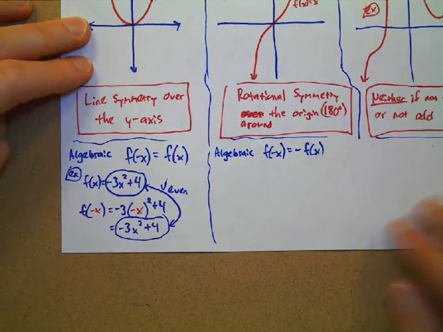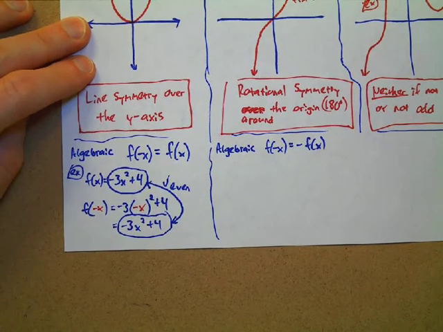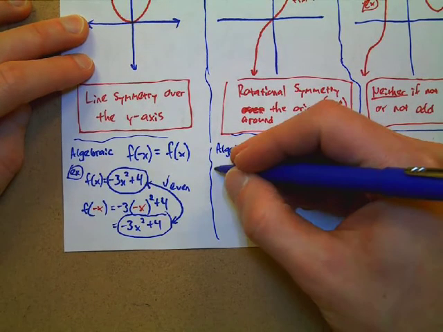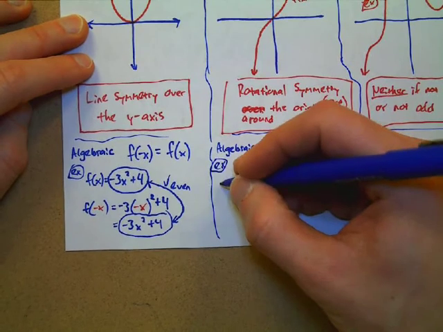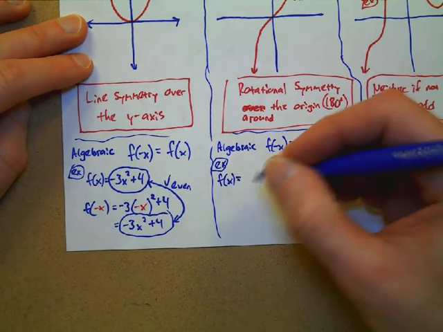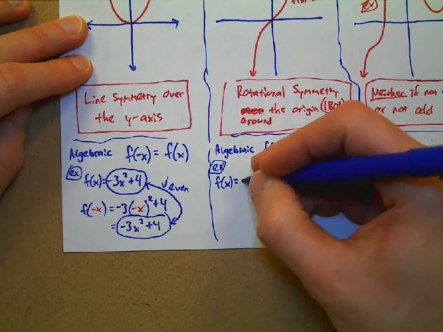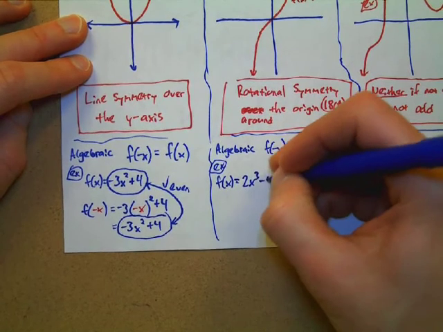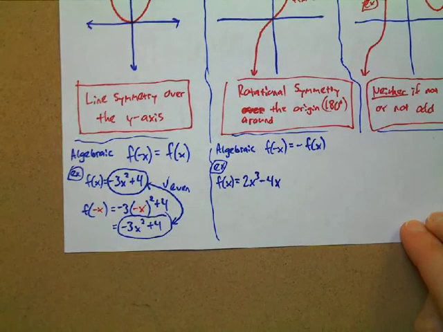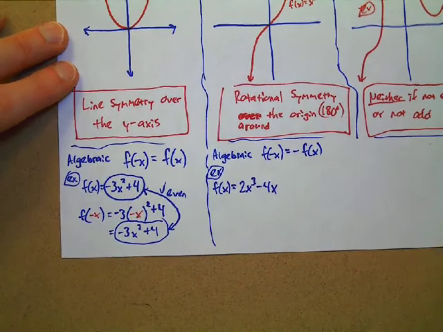So again, we'll do an example here. All right, let's do f of x equals, make sure I get the right function written down here, 2x to the third minus 4x. Okay, let's inspect it visually just to make sure.